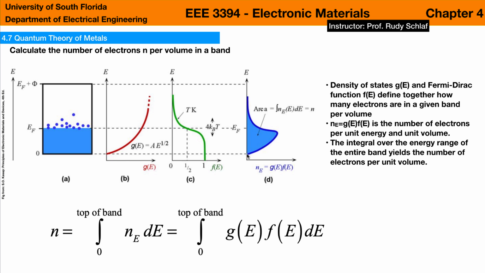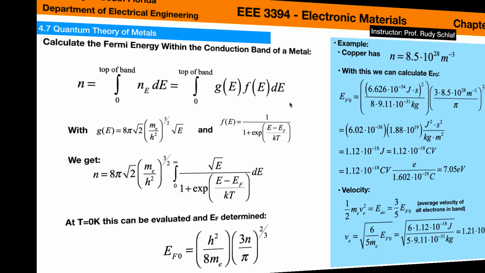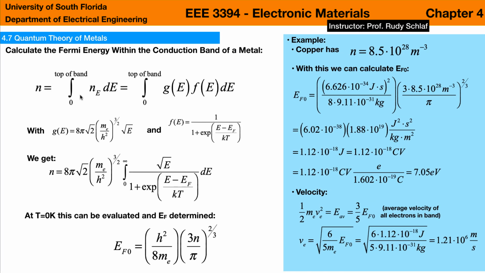And if we take the integral over this curve starting at the bottom of the band at 0 and we integrate to the top of the band, then we get the total number of electrons per volume that are in this band. Let's have some fun with this integral and calculate the Fermi energy within the conduction band of a metal. So here we have that electron density per volume, and if we plug in the expressions that we found earlier for the density of states and the Fermi-Dirac function, we get this here.